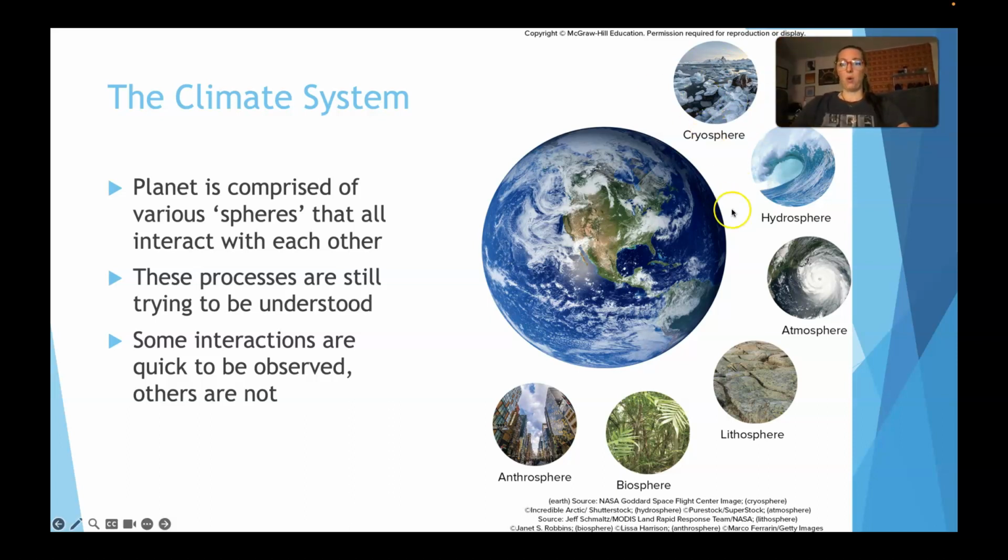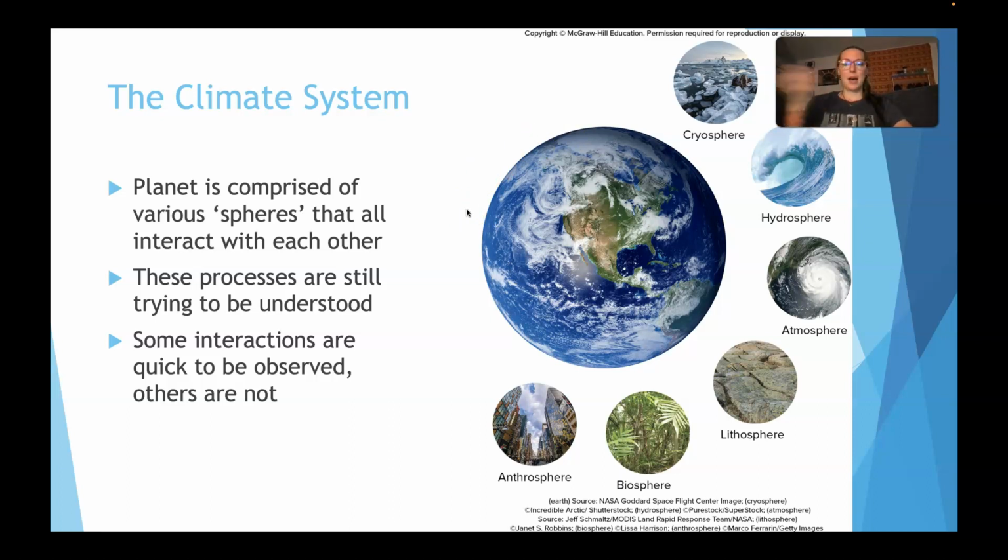But that's an example there. Or, we just talked about ENSO, and that's the atmosphere and the hydrosphere working congruently together. Or the atmosphere can influence the lithosphere, wind-blown tunnels, right? Or wind-blowing dust, things like that. And then, of course, the anthrosphere is impacting every single one of these spheres. And some of these observations are very quick to be observed.